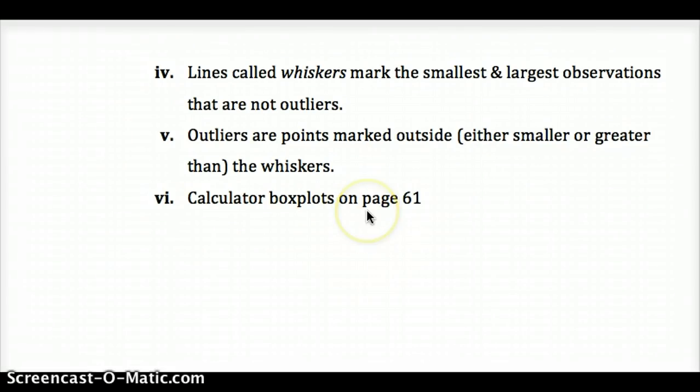There's some helpful advice on page 61 on how to make a calculator box plot that'll be very useful for you as we move forward and we make box plots, look at 5-number summaries, and a good way to check your work and not have to do it all by hand.